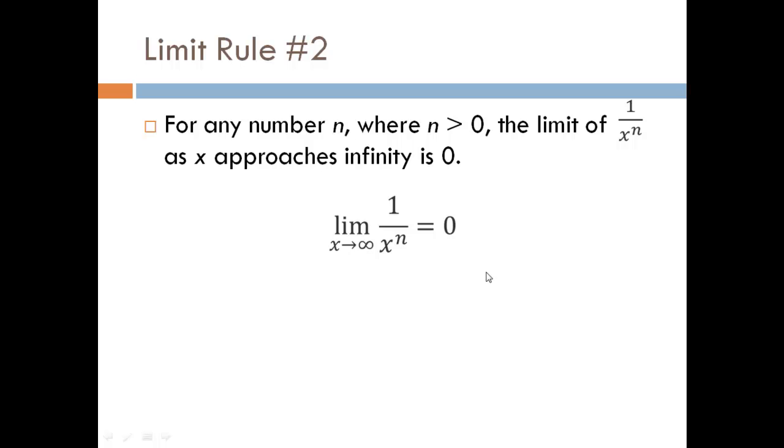Let's look at the second rule. It says for any number, let's call it n, where n is positive, the limit of 1 over x to the nth power, again as x approaches infinity, is 0. So our notation, again if we read it through, would be the same. The limit as x approaches infinity of 1 over x to the nth power is equal to 0. And again, that's as long as n is positive.